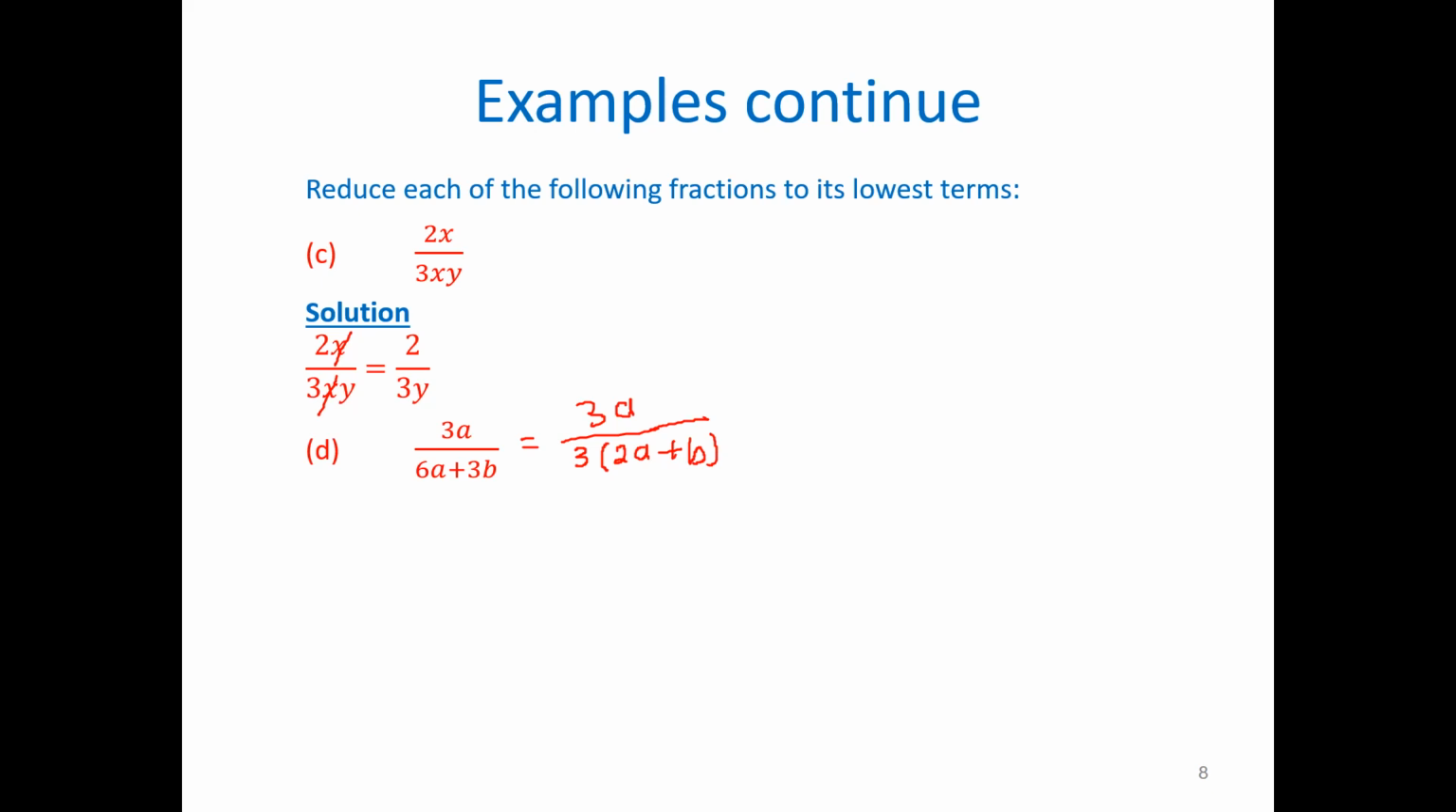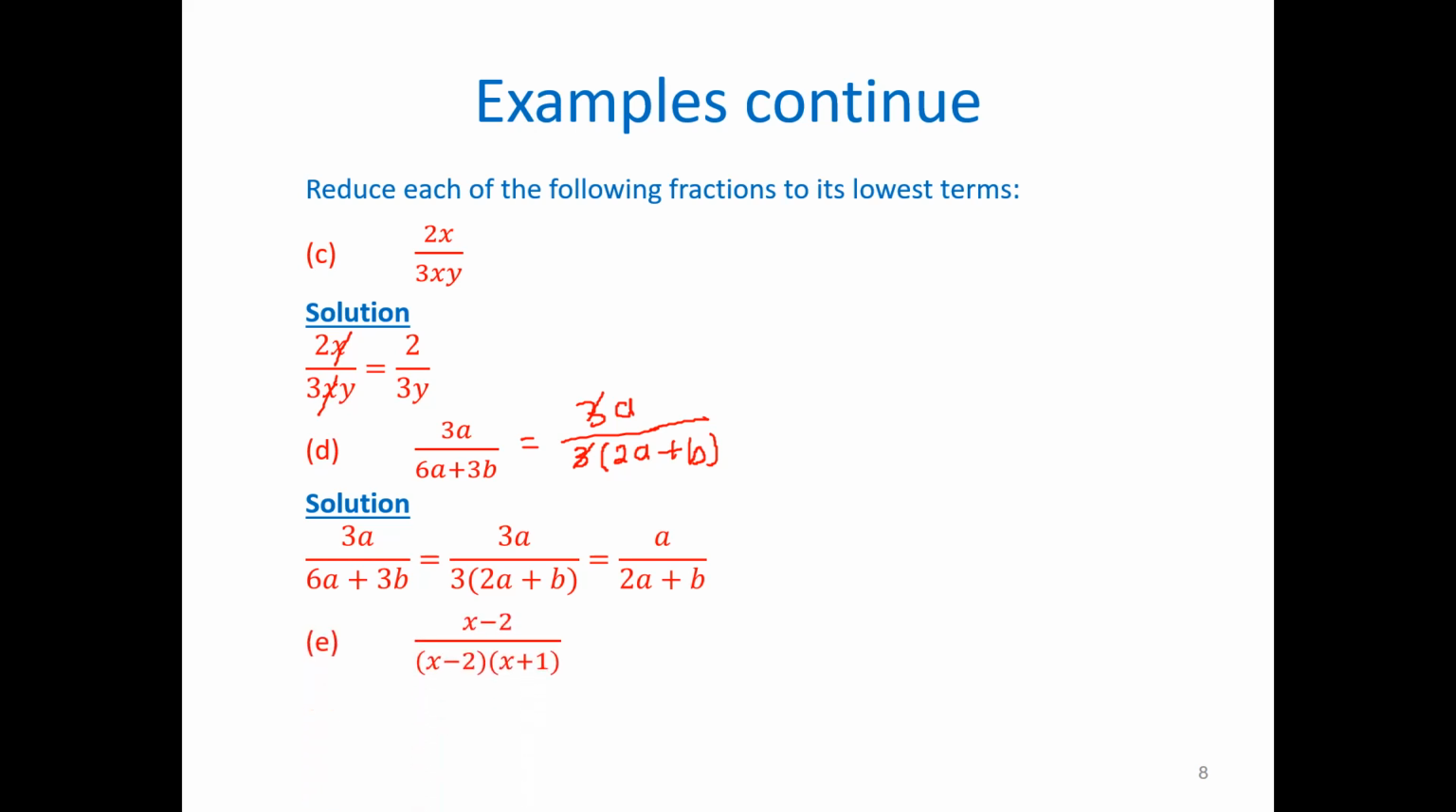Because if you multiply out this bracket, you will get back 6a plus 3b. Now, 3 and the bracket are multiplied by each other. And 3 and a are multiplied by each other. In this case, yes, we can cancel this 3 with this 3, and the remaining will be a over 2a plus b. And this is the way we reduce the fraction to its lowest terms. So the fraction 3a divided by 6a plus 3b has this form of lowest terms, a divided by 2a plus b.